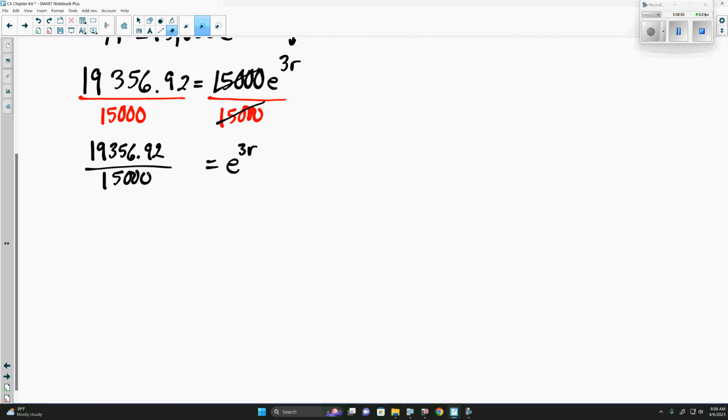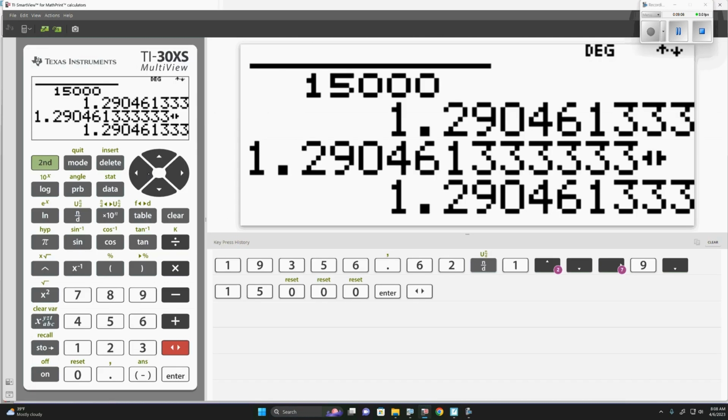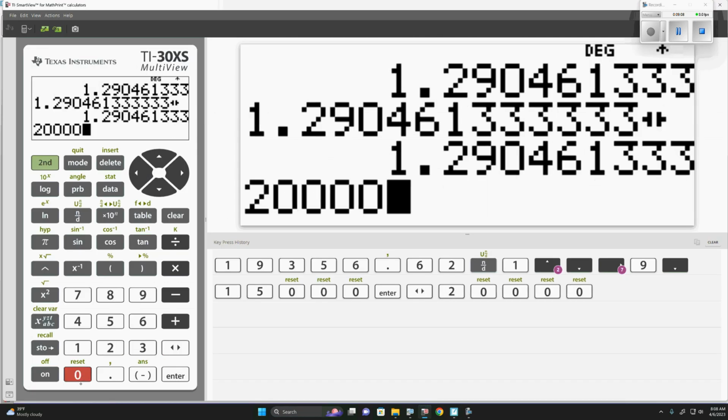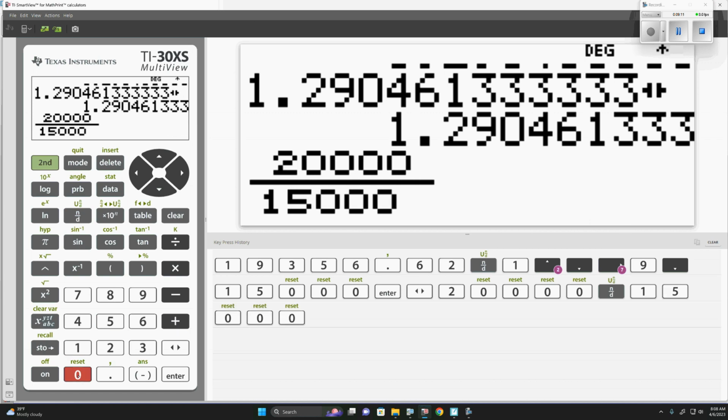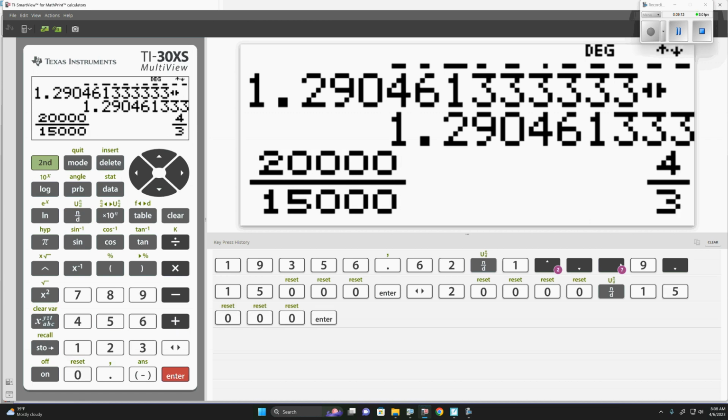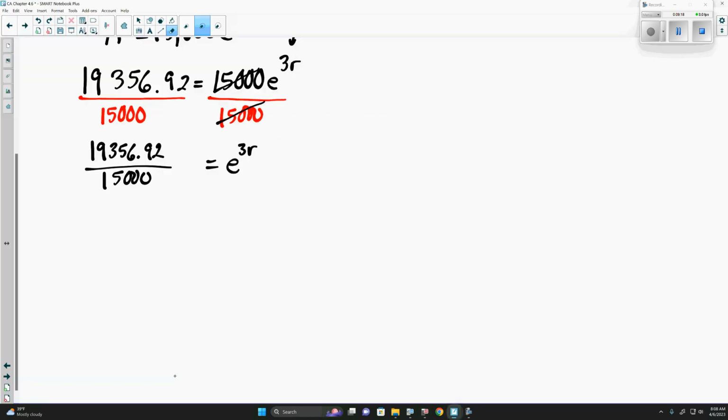Now, for some of the problems, it might work out nice. Because if we had, say, instead of $19,356.92, it somehow miraculously worked out to be exactly 20,000, then we can simplify it. Because 20,000 over 15,000 is a nice 4/3. If the number reduces to a nice number or a nice fraction, we can reduce it. If it doesn't, we're kind of stuck.